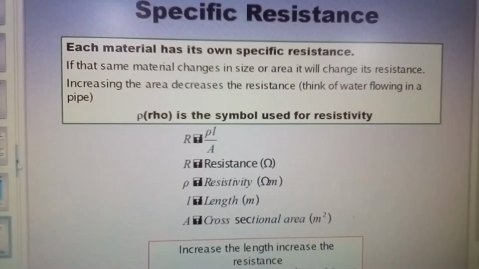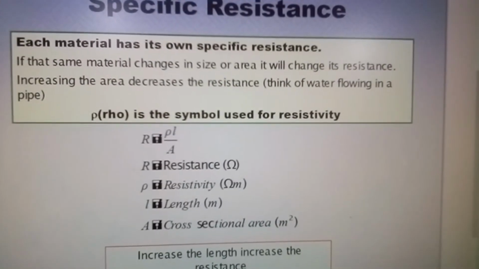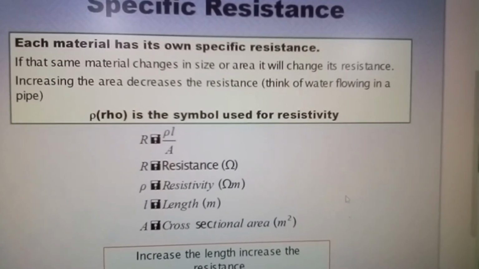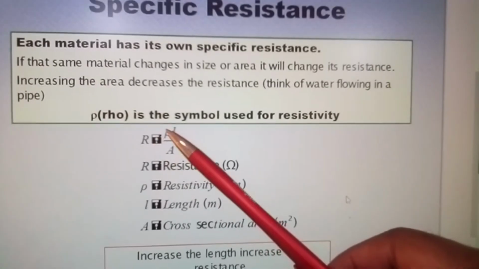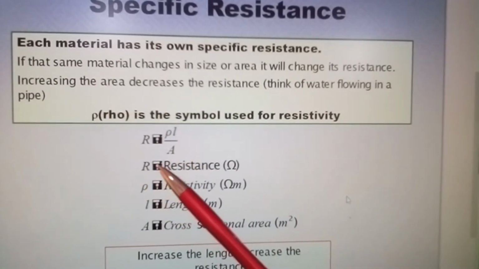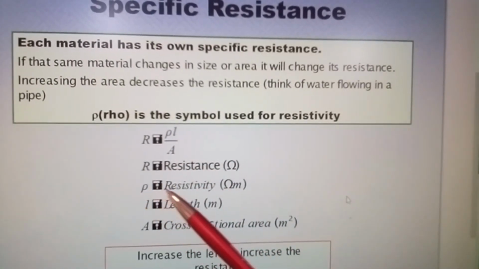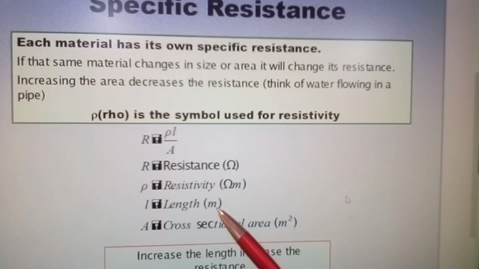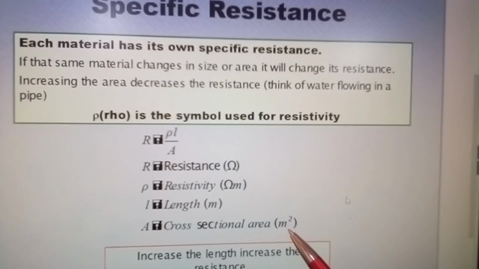One more to go. And here you have your specific resistances. This is R equals rho L over A. R equals resistance in ohms. Rho equals resistivity in ohms per meter. L equals the length in meters, and A is the cross-sectional area of your conductor in meters squared.